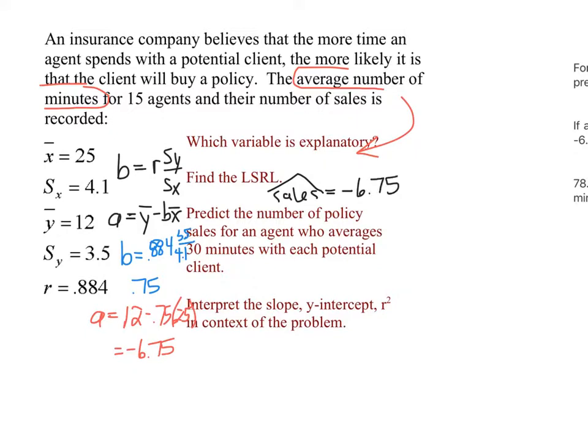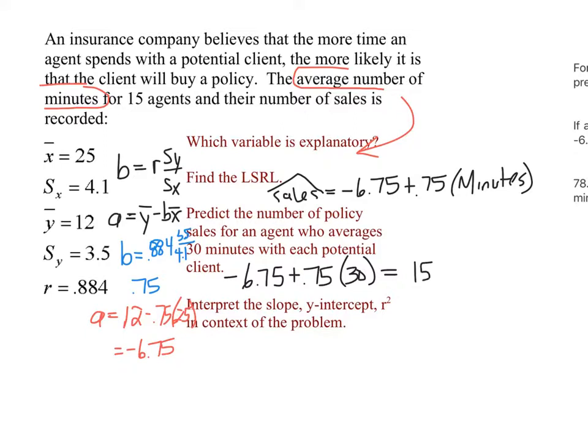Okay? So now, using the correct notation, I've got sales hat, number of sales, equals negative 6.75 plus 0.75 times number of minutes. Now, predicting the number of policy sales for an agent who averages 30 minutes, we would say it's going to be negative 6.75 plus 0.75 multiplied by 30 minutes. And that comes out to be, if you typed it in, 15.75.